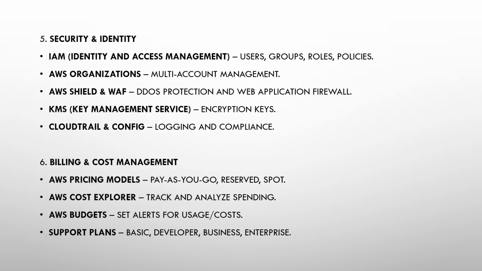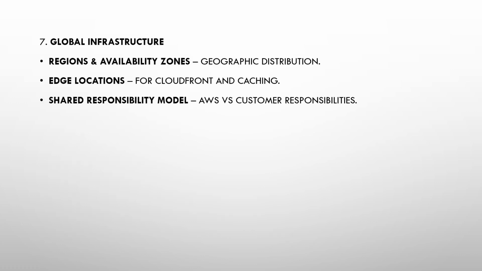The sixth concept is billing and cost management. AWS pricing models: pay as you go, reserved, spot, and different others are there. This is also very important. AWS Cost Explorer is there, AWS Budgets and support plans. The final one is global infrastructure: regions and availability zones, edge locations, and the shared responsibility model.